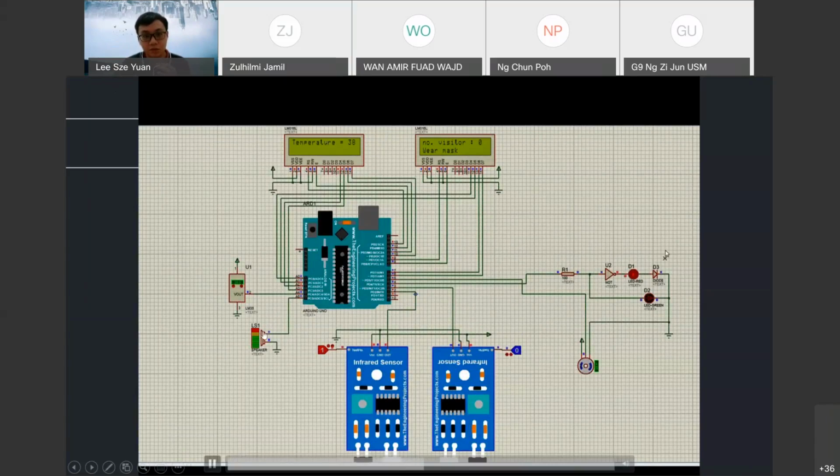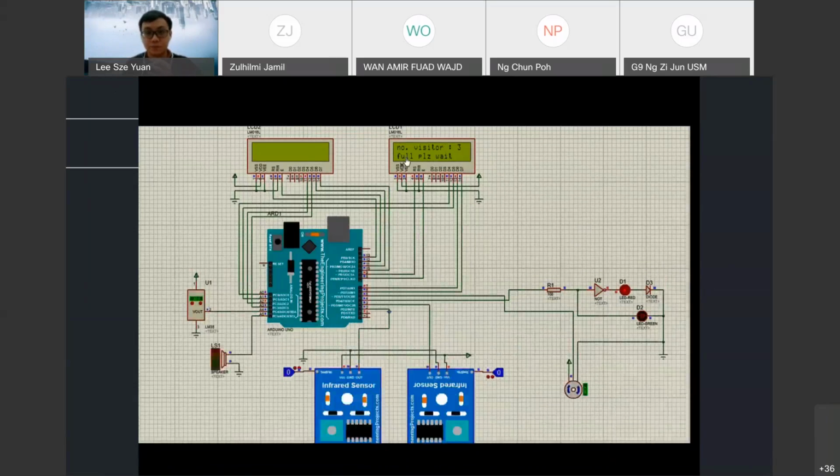So the speaker will turn on, the red LED turns on, and the motor keeps closing, meaning that the door will not open and does not allow him or her to pass through. So this is the third condition, when the number of visitors comes to the maximum. So here we put a 3, and the second line will show that this is full and ask the visitor to wait for a while before entering.